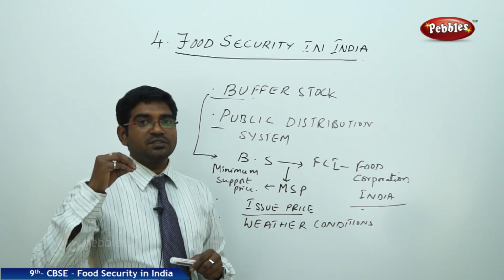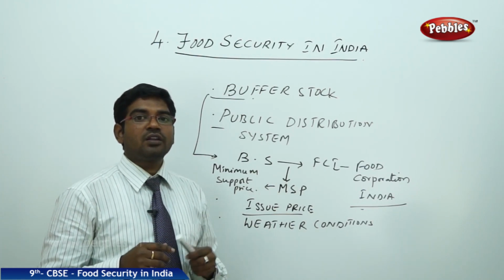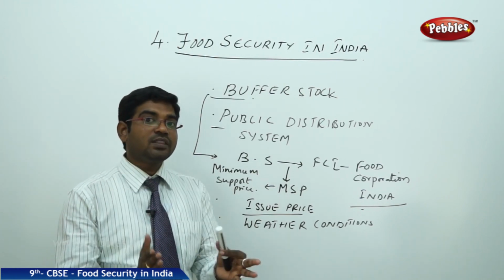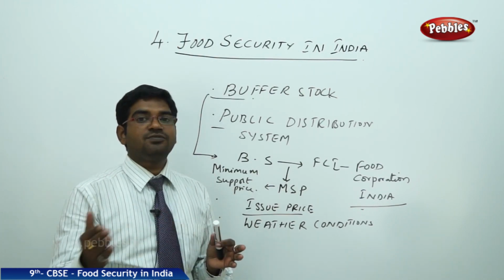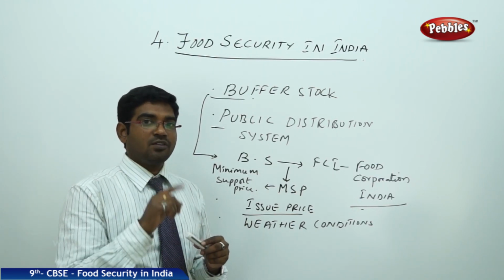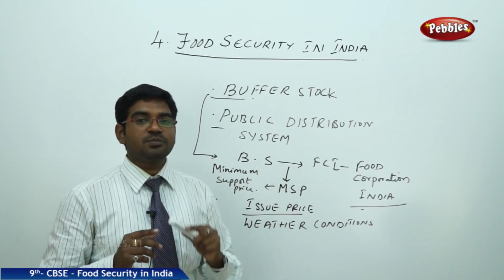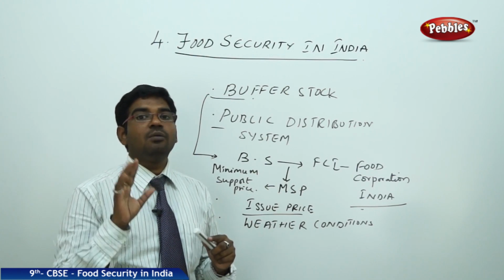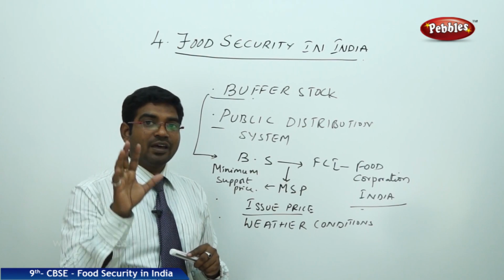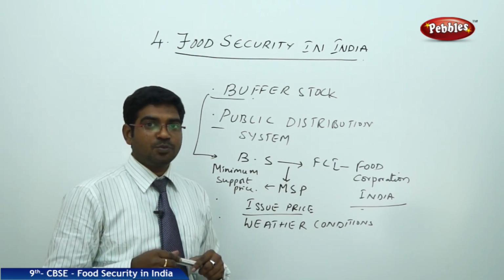Why will this kind of situation arise? When there is any natural calamity or adverse weather conditions, when there is no rain during the rainy season, the crops fail, resulting in a shortage of production. During this period, the buffer stock will be brought out and distributed to the people at a very nominal cost compared to the market levels in those areas where the effect of the calamity is found. That is known as the issue price.